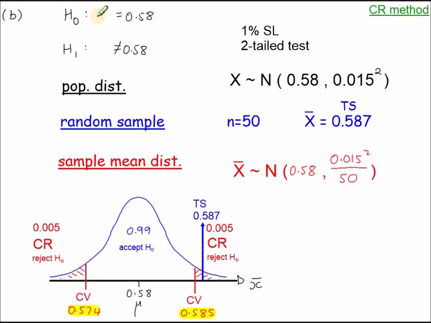This is also meaningless. H0 equals 0.58. It doesn't tell you what parameter you're testing. There are so many statistical parameters that we can do hypothesis tests on, and there's nothing suggested here, so this is wrong. This would score 0 marks.